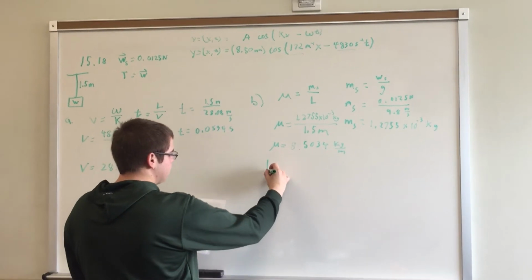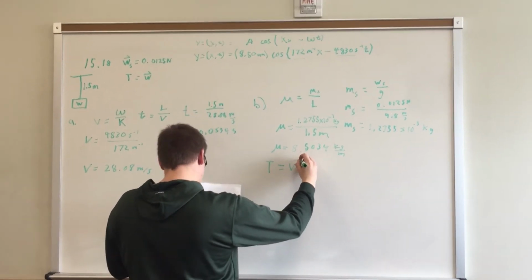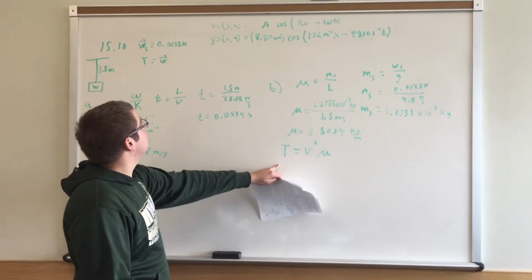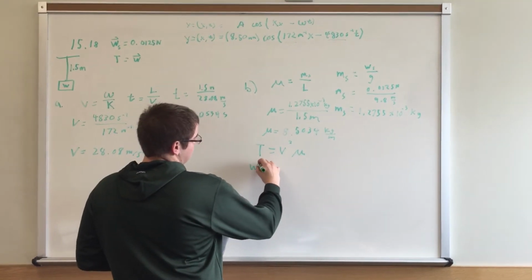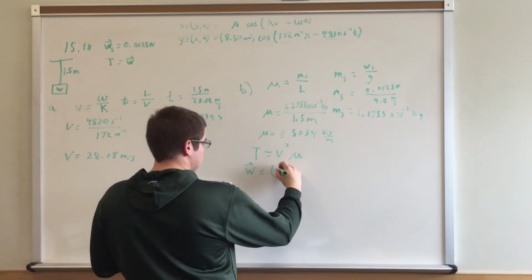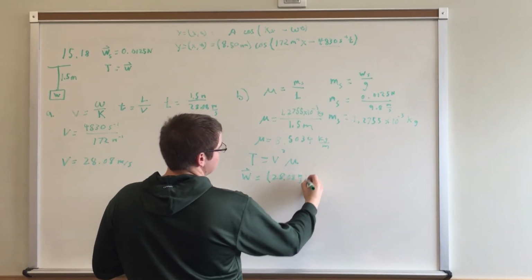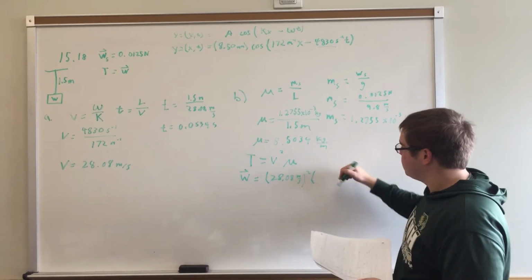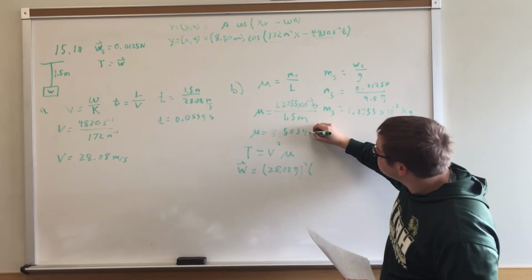From there, we're going to plug them into this other equation, where we get that our tension is equal to the velocity squared times the mass per unit length. And we know that our tension is equal to the weight there. So we can plug that in, and what we get is 28.08 meters per second squared times, I made a mistake right here, this is times 10 to the negative fourth for our mass per unit length.